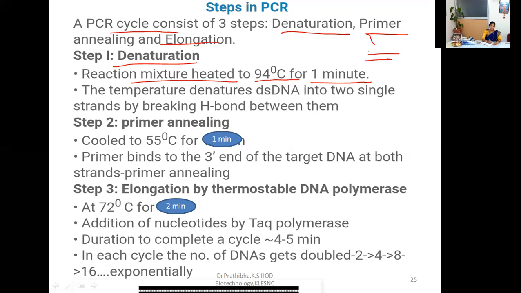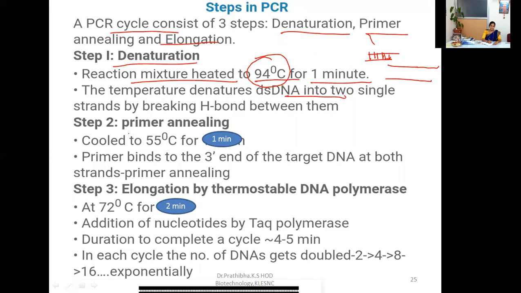The double stranded DNA will become single stranded DNA. The temperature denatures double stranded DNA into 2 single strands by breaking the hydrogen bonds between them, and they become template DNA. So to become template DNA, denaturation is very important at 94 degrees Celsius.